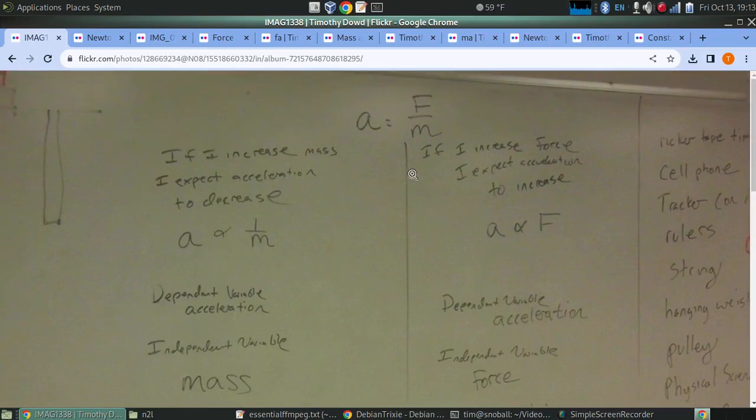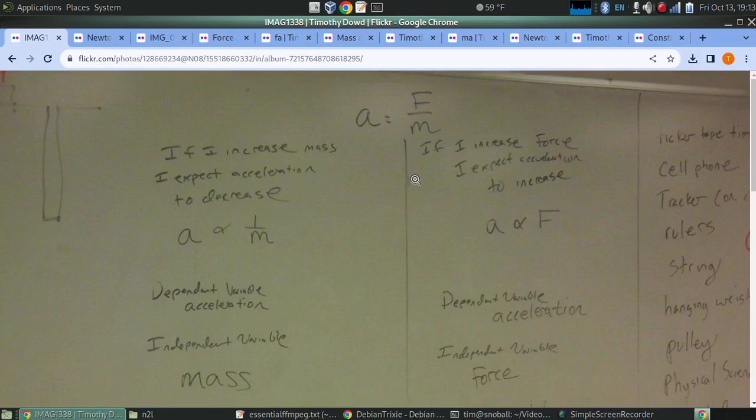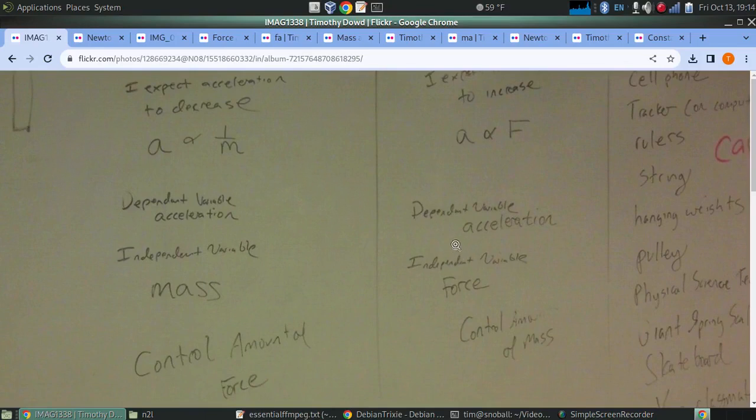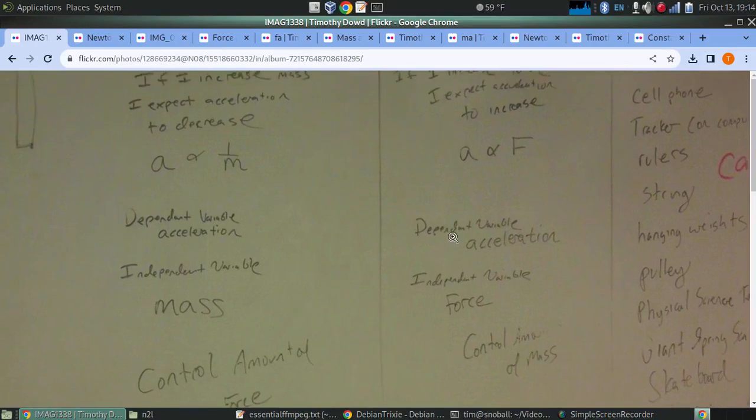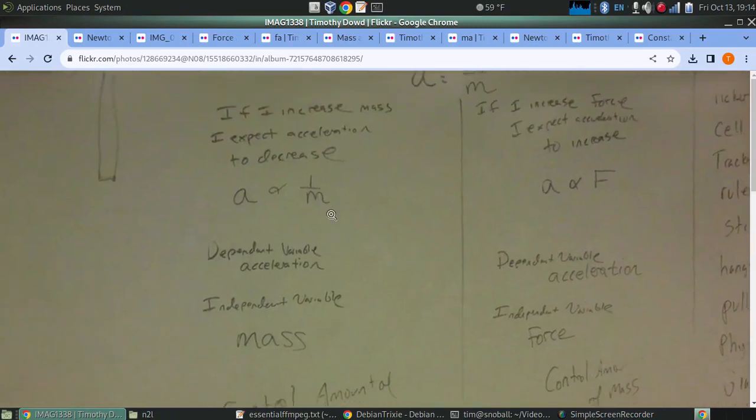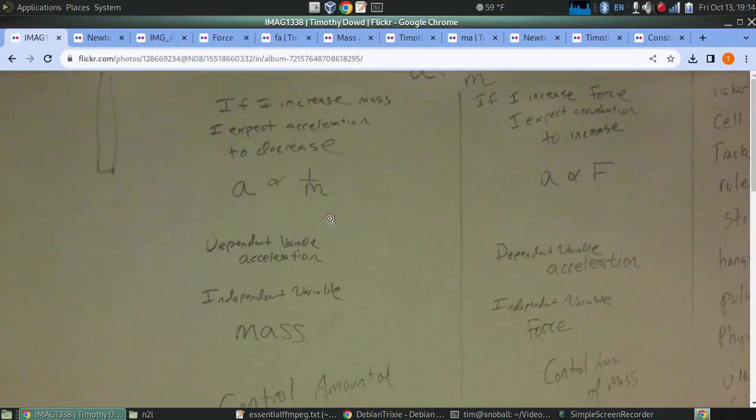Just like in class, there's a couple of things we can test. We can vary the force and check how that affects acceleration. If we do that, we have to keep the mass constant, and we'll show you how we do that with our modified Atwood machine. Later, we will vary the mass while keeping the force constant.